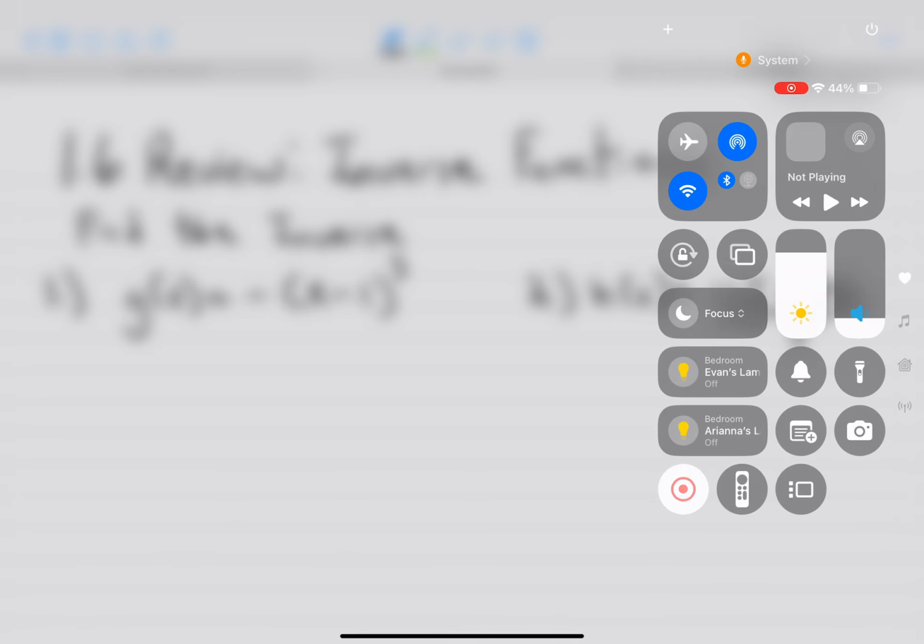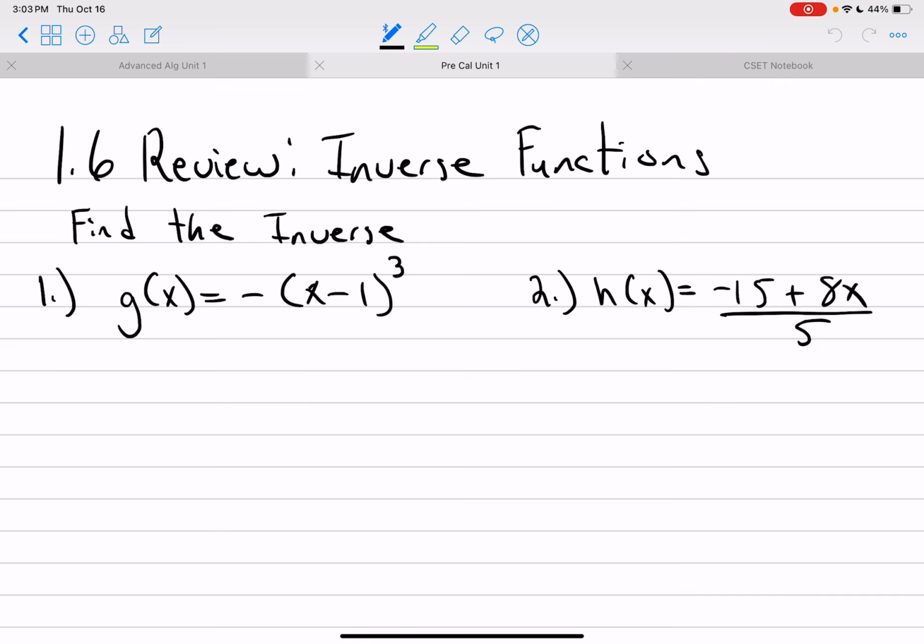Got to give the people what they want. The people want this homework review, this test review. So let's go ahead and do this. You should be able to do this test. You should be able to do all this. That'll tell you you're ready for the test.